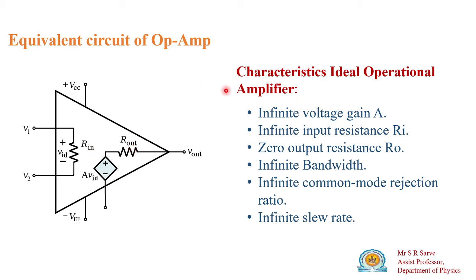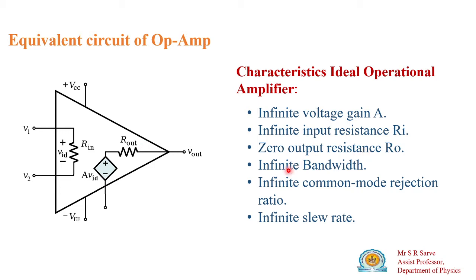Ideally, this operational amplifier should have a high voltage gain. These are the characteristics of the ideal operational amplifier. Actually it is not possible to have all these characteristics practically, but ideally we consider that it should have a high voltage gain. Infinite means very high, so that's why infinite voltage gain. The input resistance should be very high, so it is taken as infinite input resistance ideally. Output resistance will be very low, so it is taken as zero output resistance.